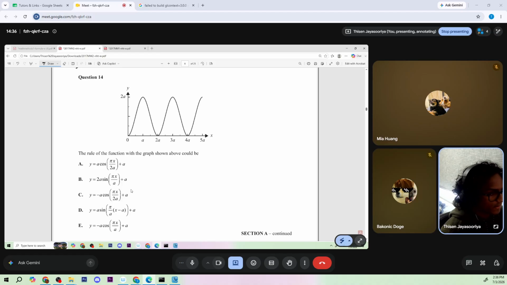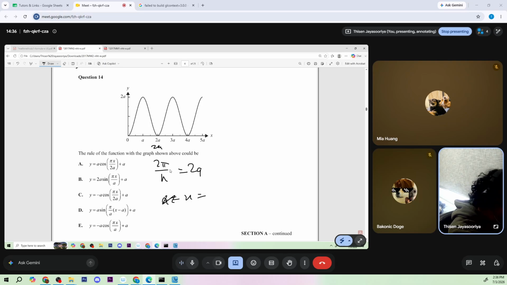So here, the function with the graph shown above would be, yeah? So here we want to notice that the period of the function is 2a, right? So here this is 2 pi over n is equal to 2a, which means that n is just going to be equal to pi over a, yeah? That's what we get. So it should be pi over a. So we take out any answer that has an n that isn't pi over a, yeah? So now we're just left with b, c, and d.